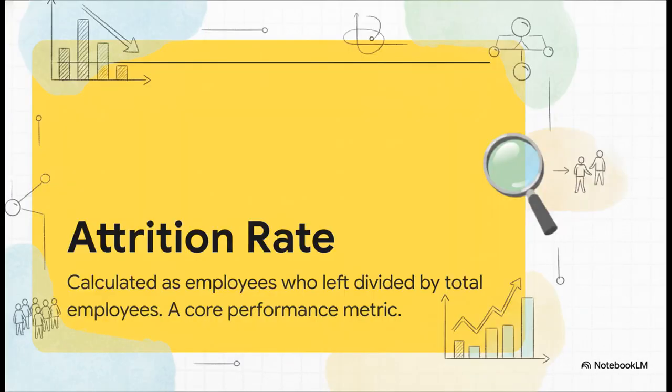But to do this successfully, you have to define clear KPIs before you even think about touching a dashboard. Take attrition rate, for example. It's calculated as the number of employees who left divided by the total number of employees.